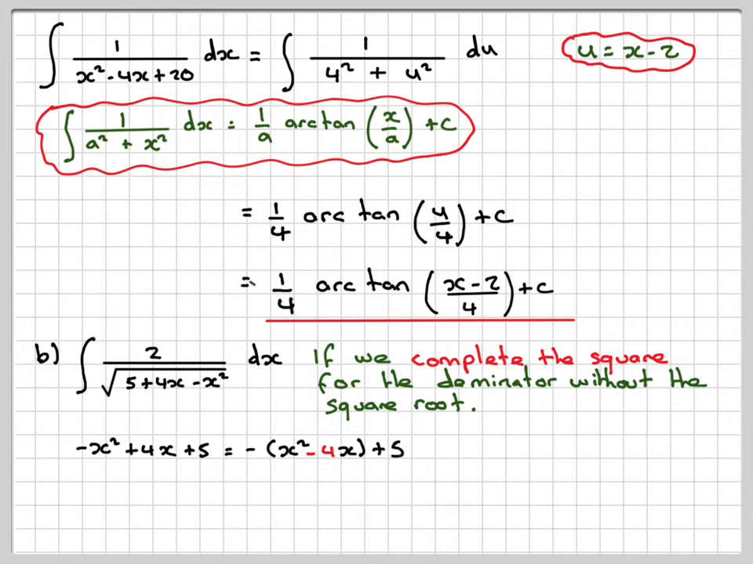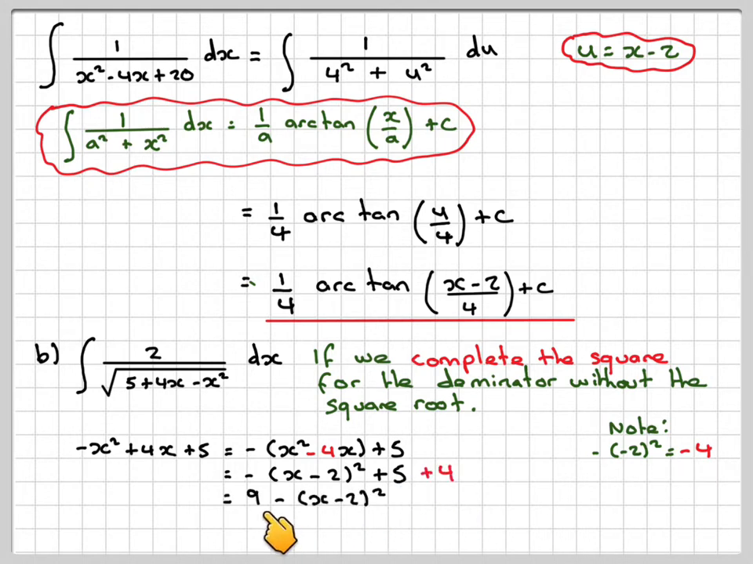And then I would take half of that number, which is minus 2. So I've got minus x minus 2 all squared plus 5. Now I've added in a minus, because of the minus sign there, and this term here, which is minus 2 all squared, which is minus 4. So if I've taken away 4 here, I now need to add 4. And then I'm going to rewrite it: 5 plus 4 is 9. I'm going to write 9 minus x minus 2 all squared.